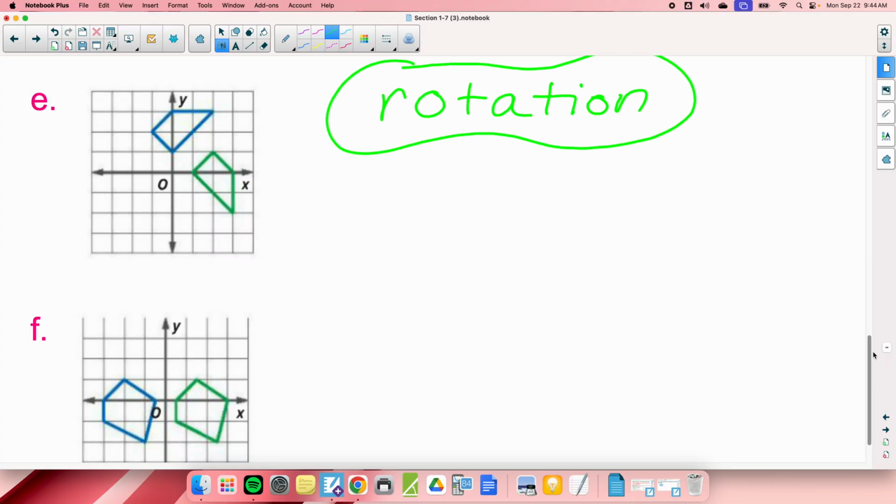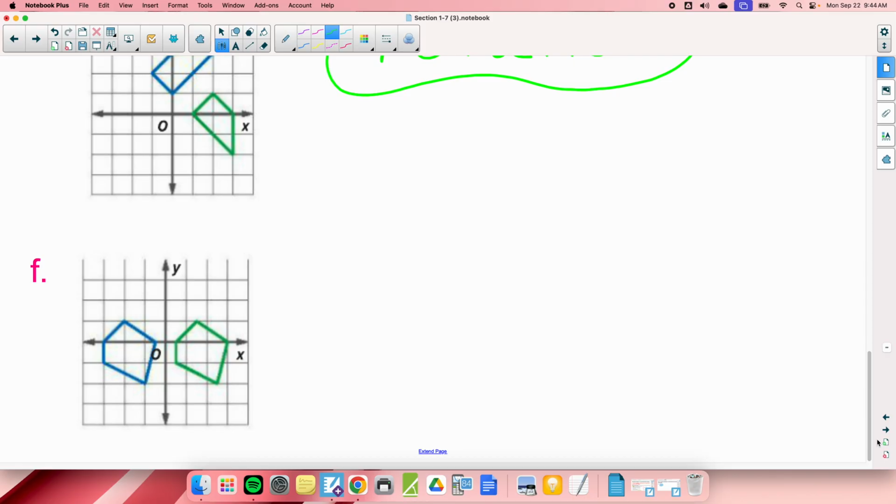Okay, then if I look down here, what does this one look like? Translation. It was just slid over, so it is a translation.